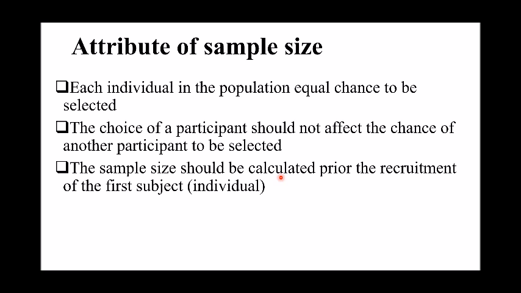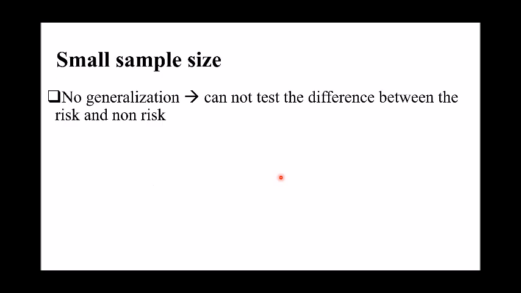The other thing of the sample size attribute is that the sample size should be calculated before the first subject is recruited or enrolled or receiving the intervention. So these are 3 factors called attributes of sample size. Now, there are 2 types of sample size: there is big sample size and there is small sample size.